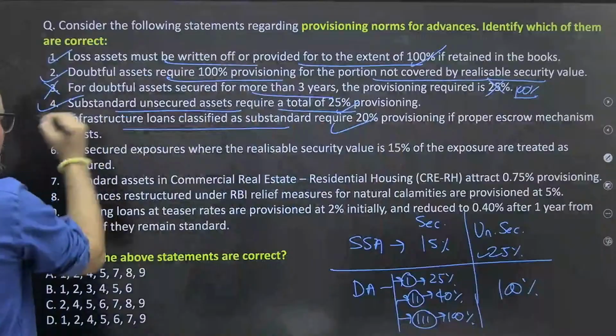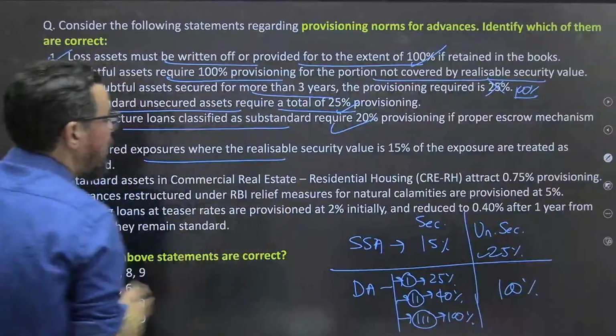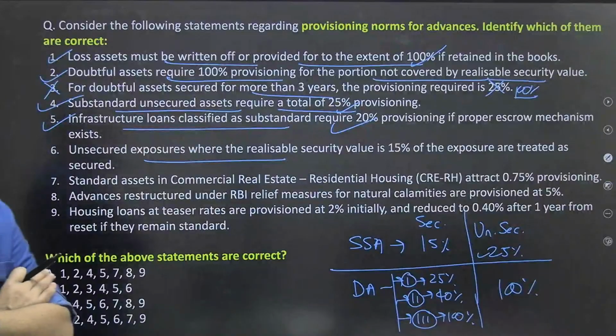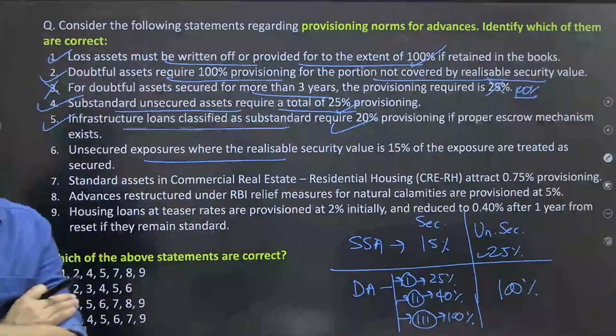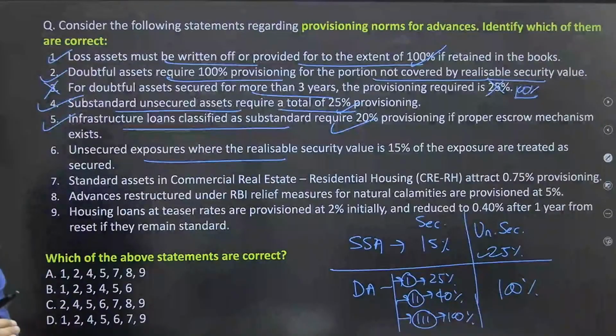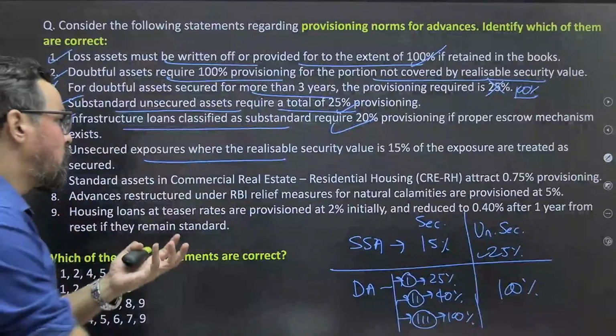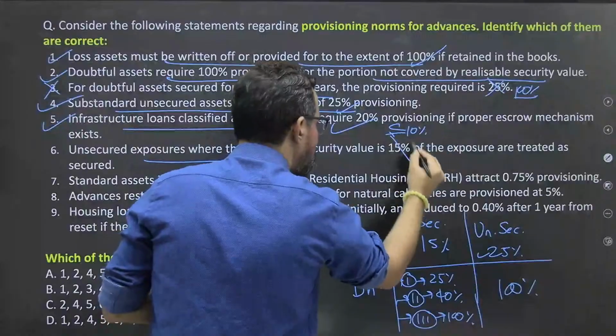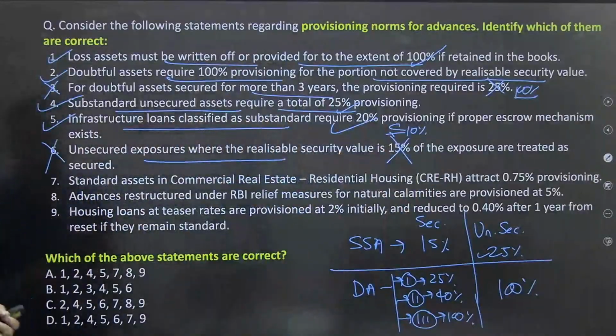ठीक है, unsecured exposure where the realizable security value is 15% of the exposure are treated as secured. ठीक है, if it is 15%, आपका ये किस में आना चाहिए? Not 15%, it should be if it is less than equal to आपका 10%. ठीक है, less than equal to 10% only, so it will come. This is wrong as I remember this particular one.